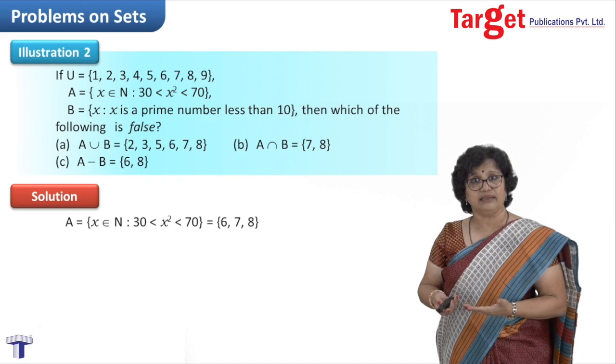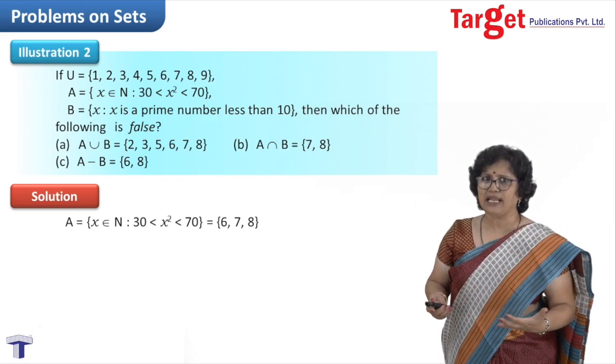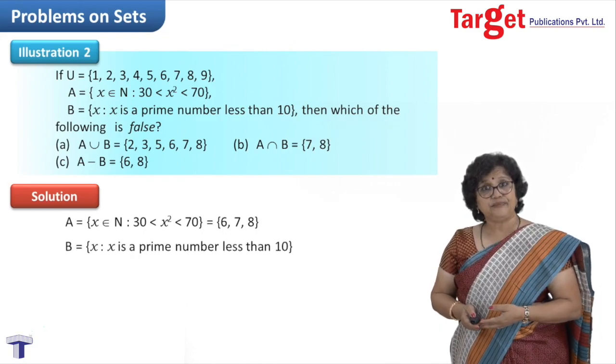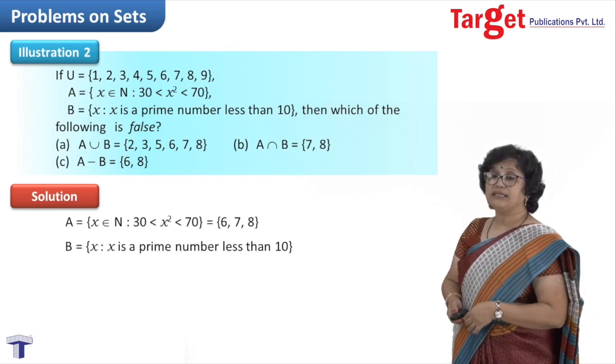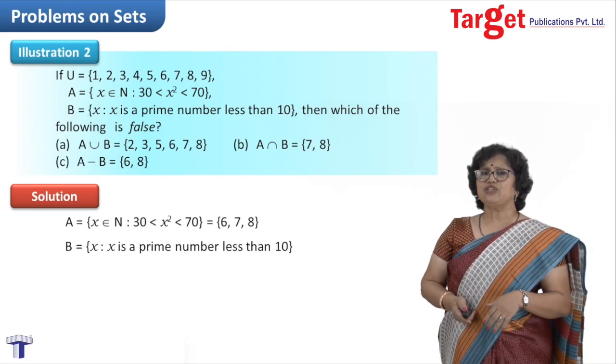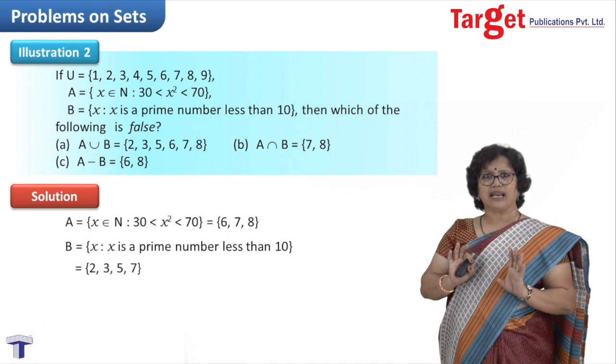So that will not remain in the set. So set A has only 3 elements, 6, 7, 8. I hope everyone understands. Now set B is described as having those prime numbers which are less than 10. So which all those numbers are? 2, 3, 5, 7. So now we have described A and B.